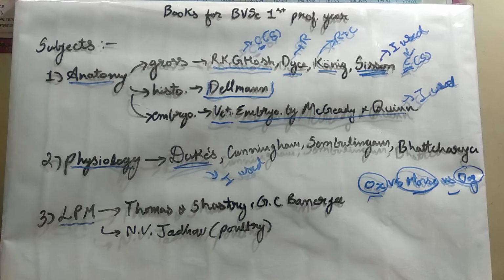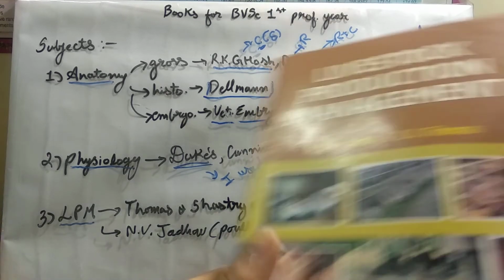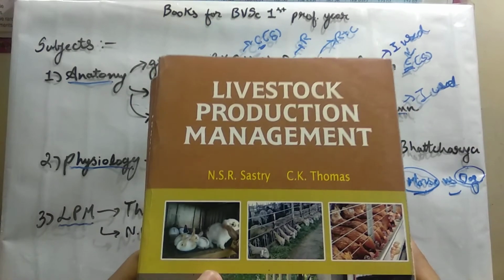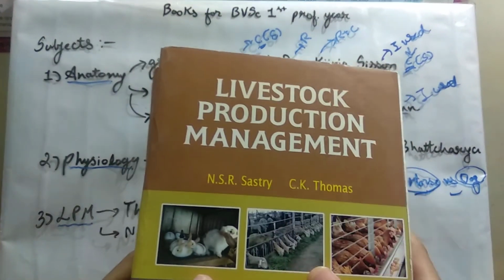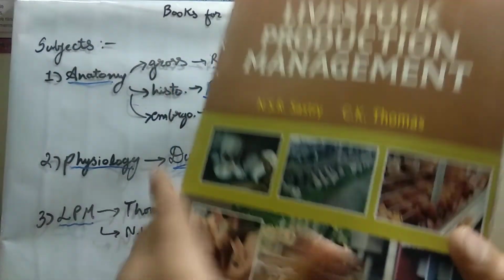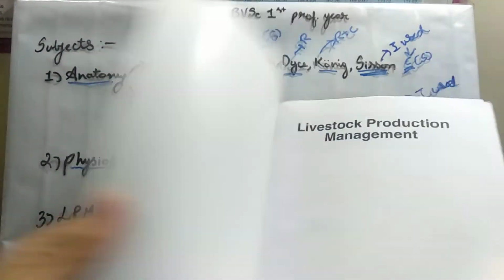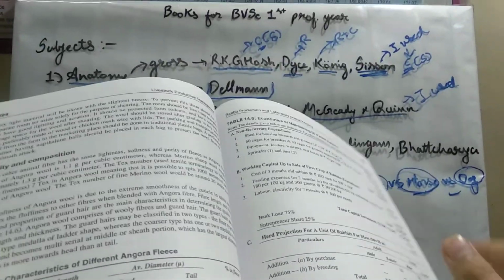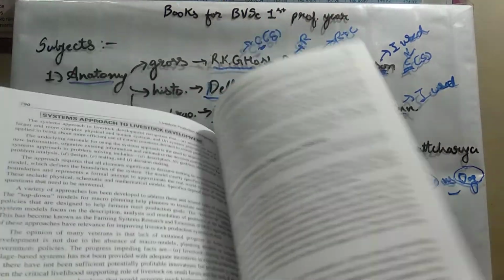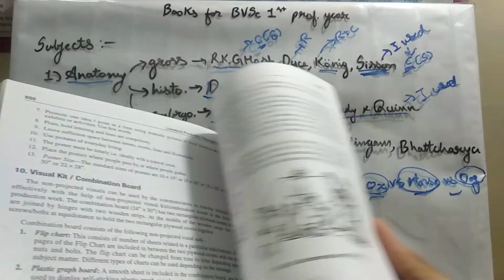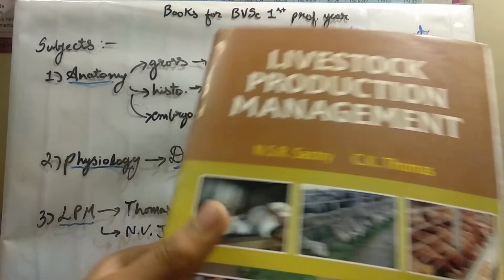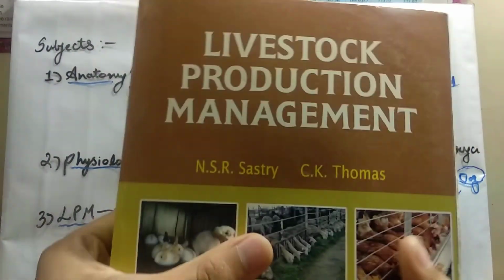Now, for the books, I use Shastri and Thomas, Livestock Production and Management. This book is very nice. You can use it for LPM. Just listen to your teachers and mark whatever is important in your region. This is a very general book, applicable to all regions, and you can use it.